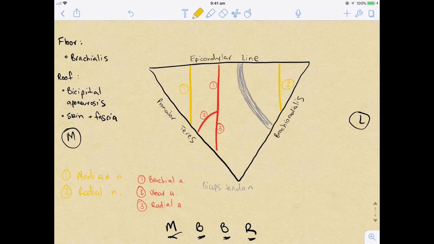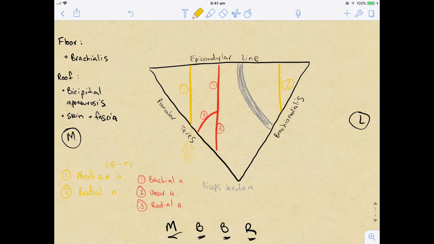Okay, so just a little bit more on the contents of the cubital fossa. We mentioned the median nerve, which is the most medial nerve of the fossa, and it arises from the lateral and medial chords of the brachial plexus. And it has the spinal nerve roots of C5 to T1. Now the median nerve gives many muscular branches as it exits the cubital fossa and enters the forearm. So it continues down and gives many muscular branches.